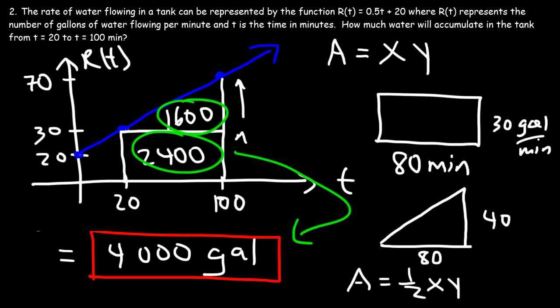And so that's how much water was accumulated in the tank in those 80 minutes. It's 4,000 gallons of water. It doesn't represent the total amount of water in the tank, but it represents the change in the volume of the water in the last 80 minutes. So that's basically it for this video.